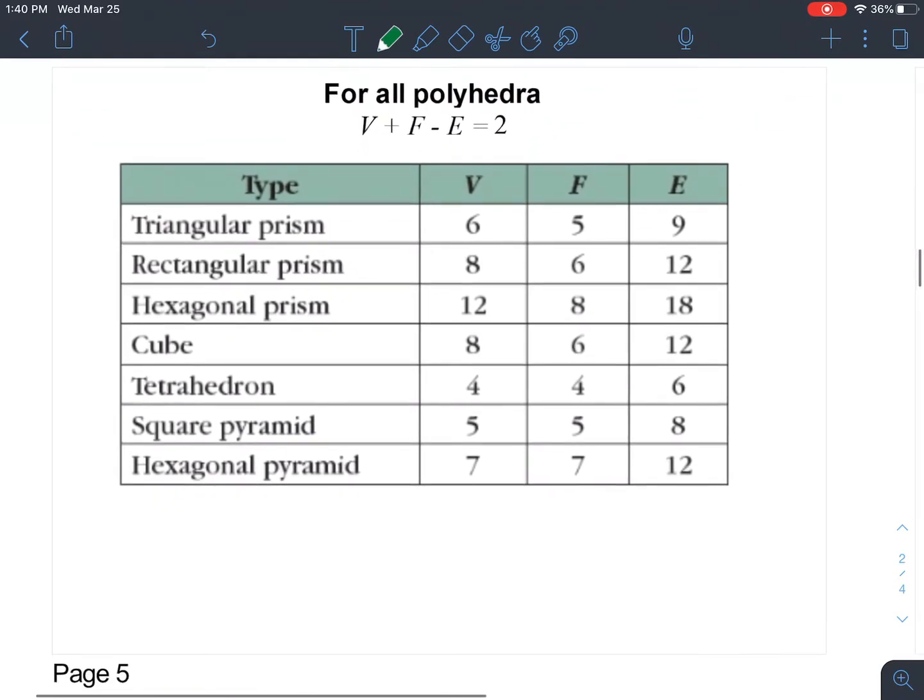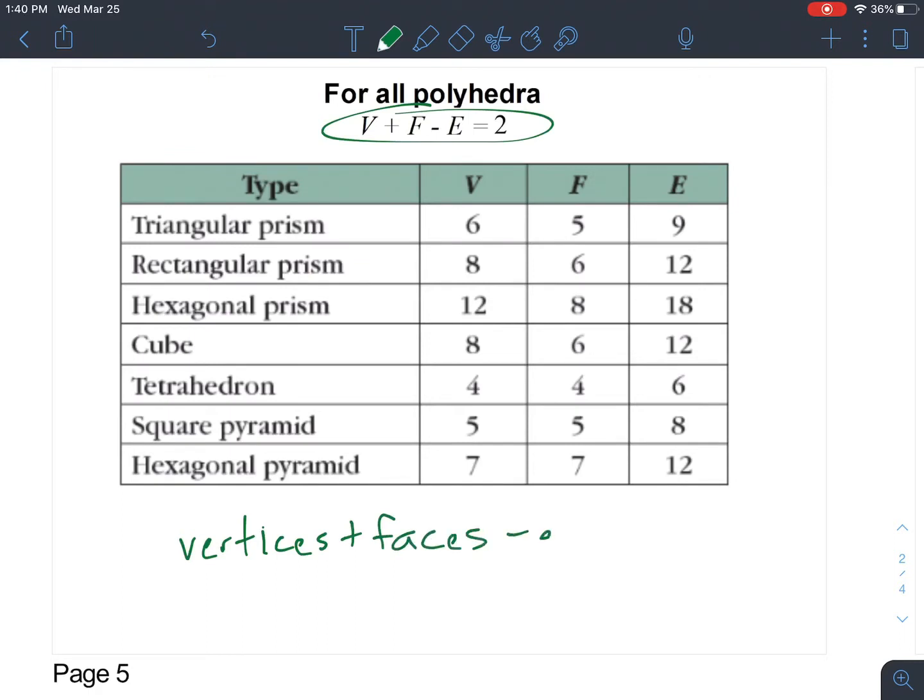Now, an interesting fact about all polyhedra is that we have this equation here, and I'm going to write it down below. Vertices plus faces minus edges will always be equal to 2. And this table comes from the old Level I math book from Sabis. And so I'm just going to show with a couple of them here.